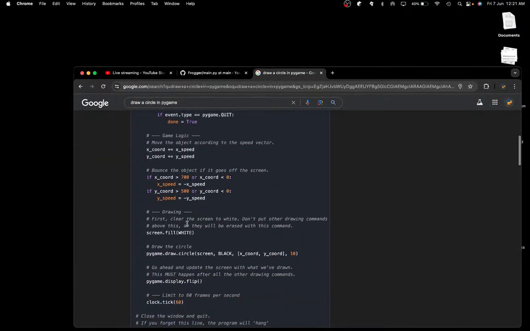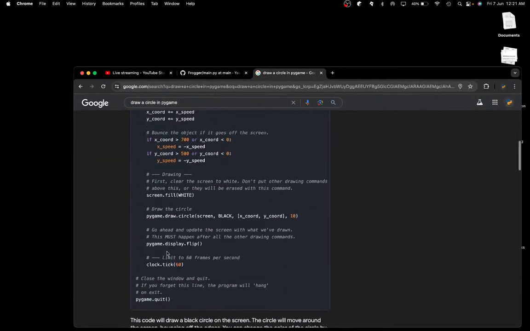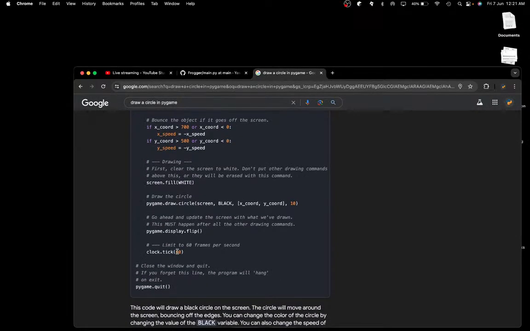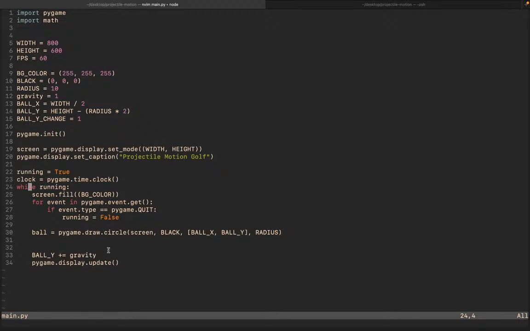So I just need to know, okay, I know for a fact that clock.tick should be at the very end. Alright, so it should be somewhere over here. So it should be clock.tick(FPS). So it should be something like this. What this should allow me to do is get a constant FPS, which is awesome.